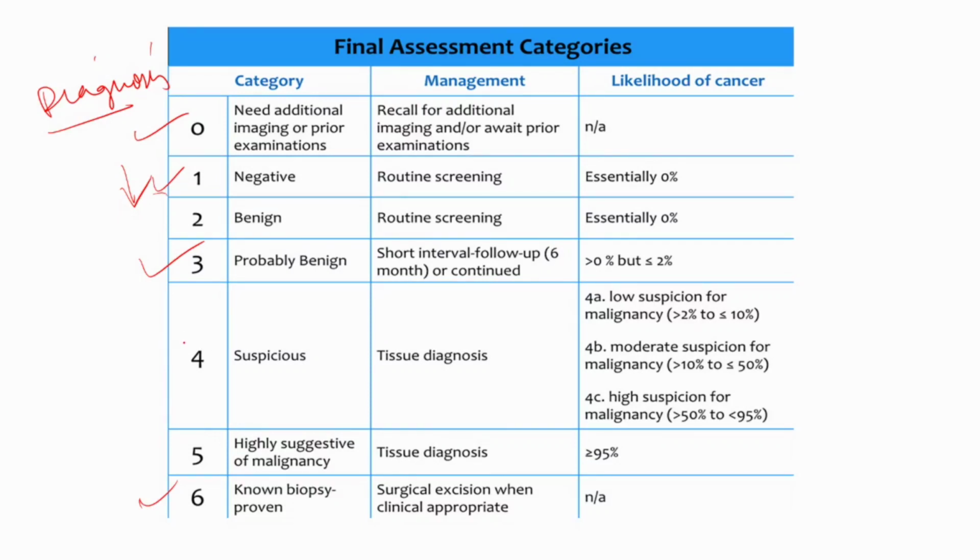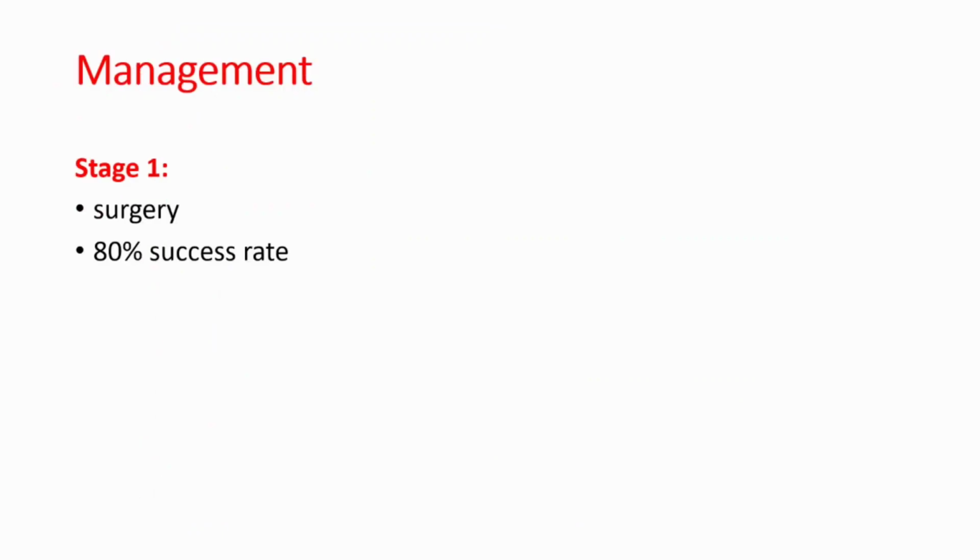And the fourth BIRADS category is suspicious. Tissue diagnosis is required here. And the fifth is highly suggestive of malignancy. Here, malignant tumors are seen in category 5. And category 6 is where the patient has proven carcinoma. Here, cancer is confirmed.